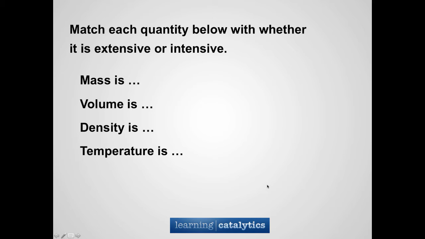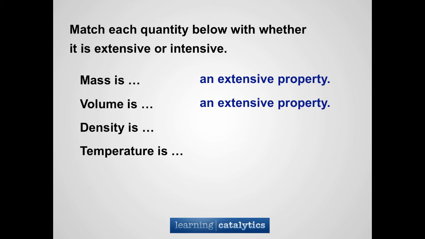So here was a Learning Catalytics question that we did in class. Not super successful on the results, so let's kind of go through this one fairly quickly. Determine whether each of the quantities below is extensive or intensive. And mass, well, we just did that one. It's extensive. More object or more stuff, larger mass value, therefore extensive. Volume, same thing. If we have more aluminum, it has a larger volume, so that's an extensive property.